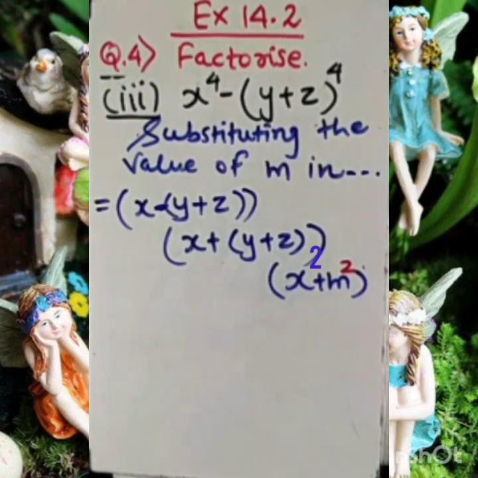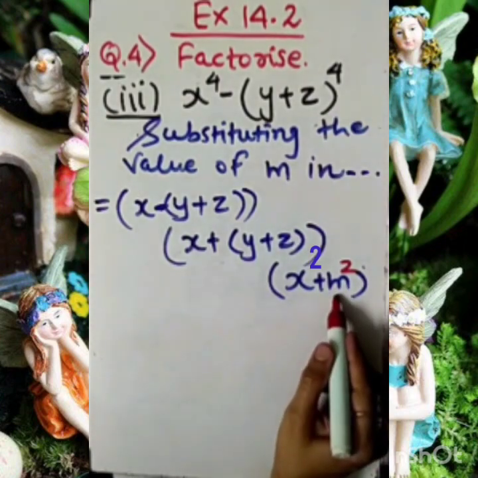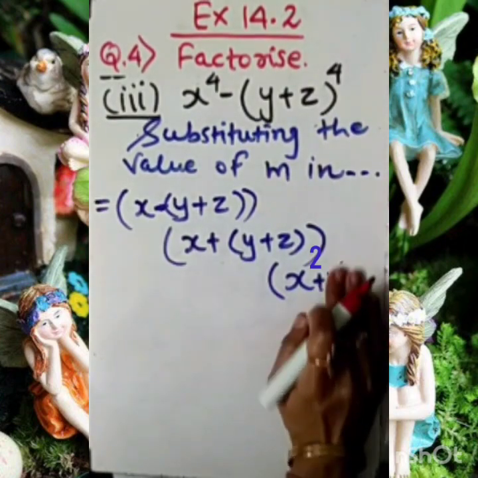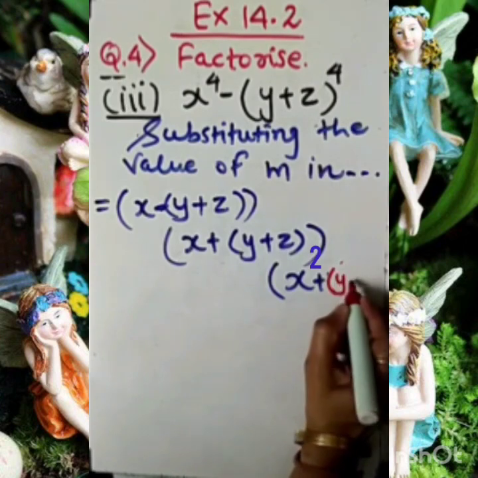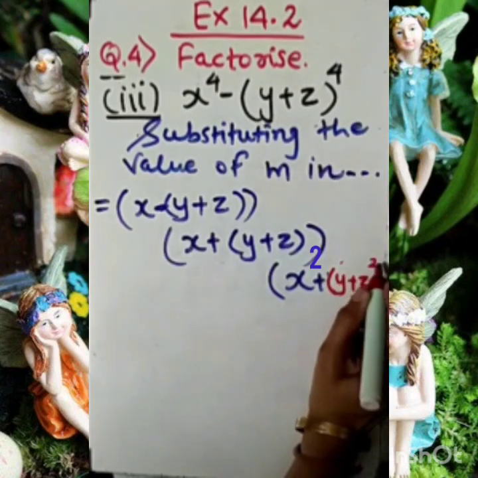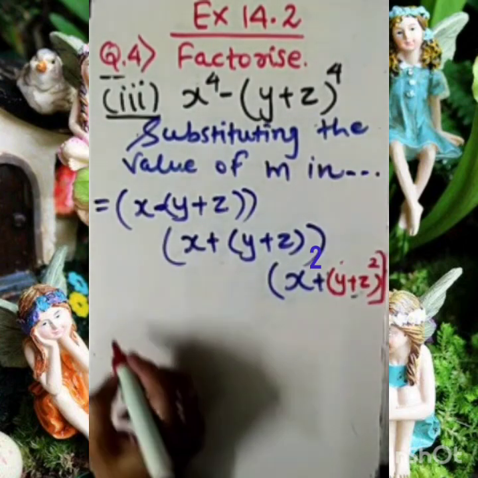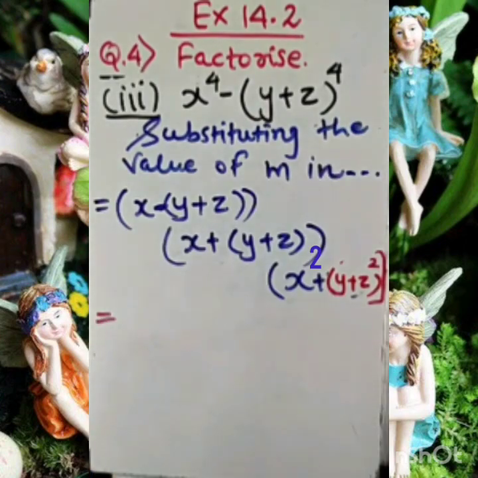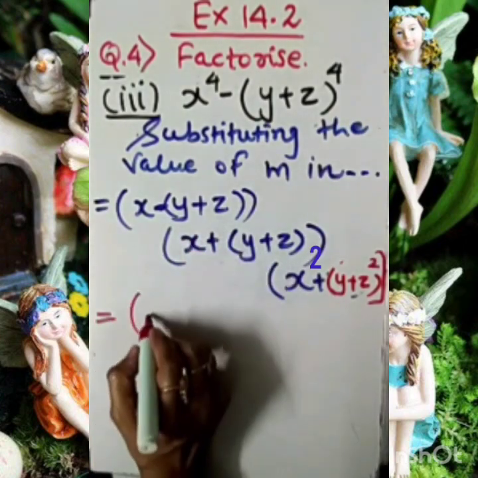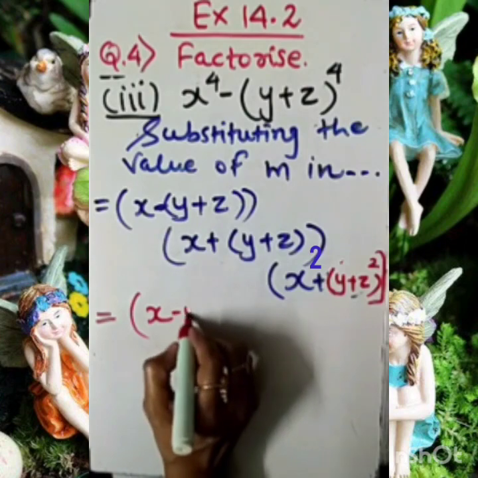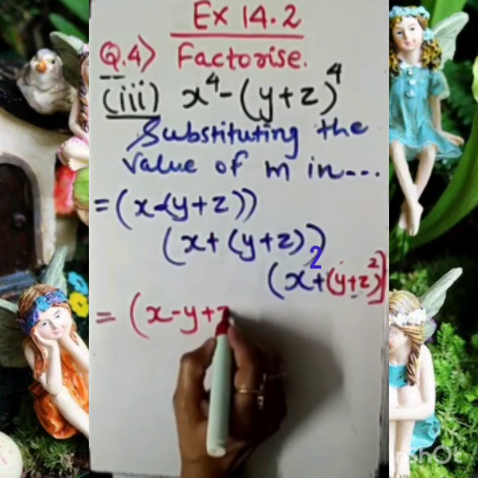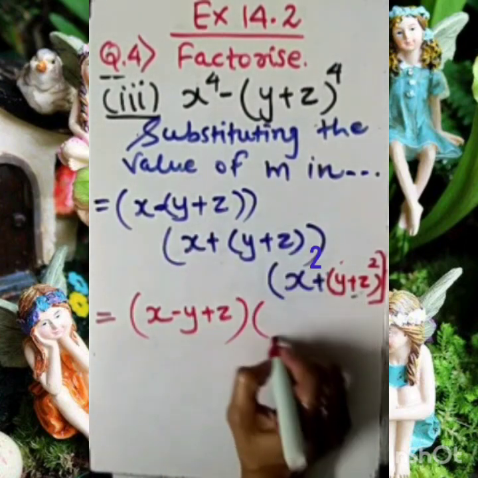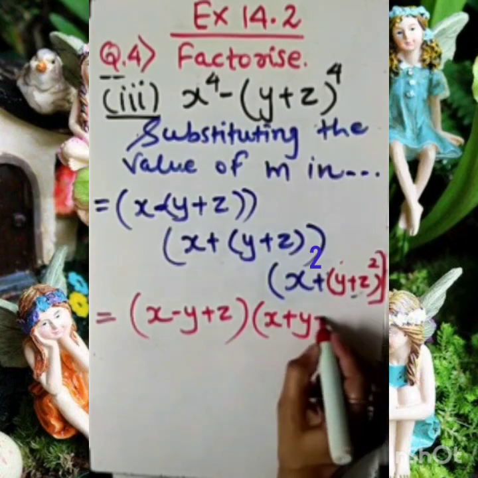So my dear student, here also I need to put the value y plus z, and which is in a bracket. So I am writing y plus z whole square. Okay, because we are substituting the value of m all the way here. So let's open the bracket, x minus y plus z. Here in this, x plus y plus z.